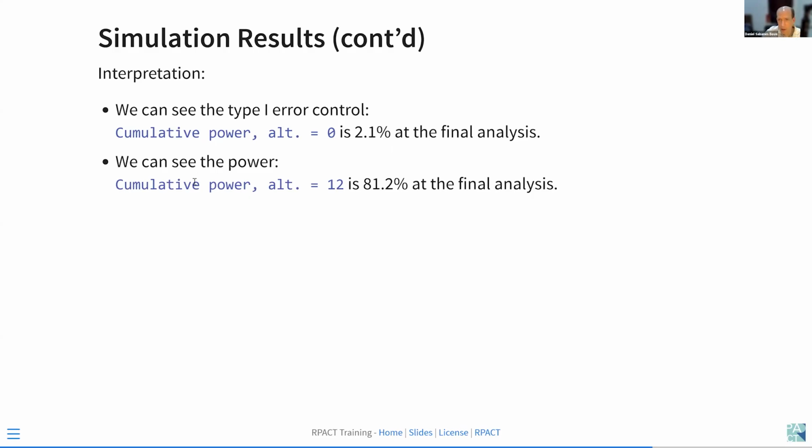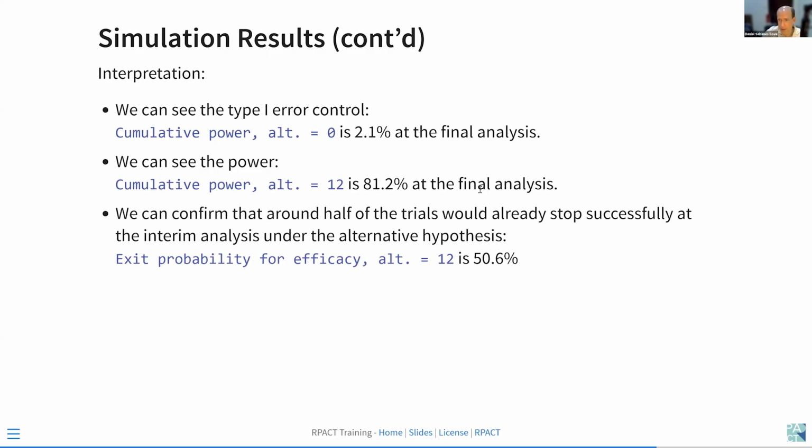Okay, so we are relatively conservative with this trial here. We can see that the power at 12 units alternative is 81%, so definitely above the 80%, which is nice. We can also confirm that around half of the trials would already stop successfully at the interim under the alternative of 12 units.